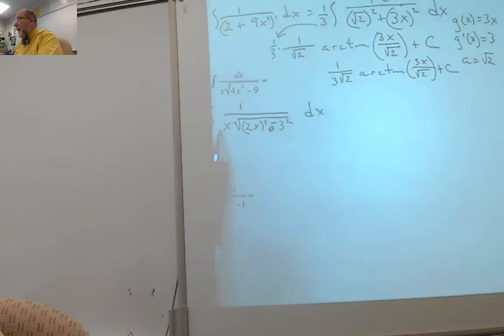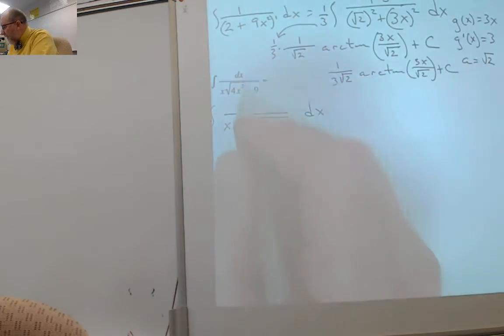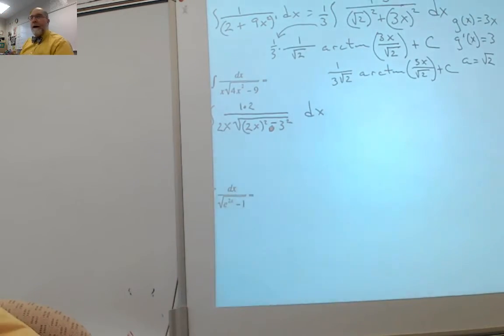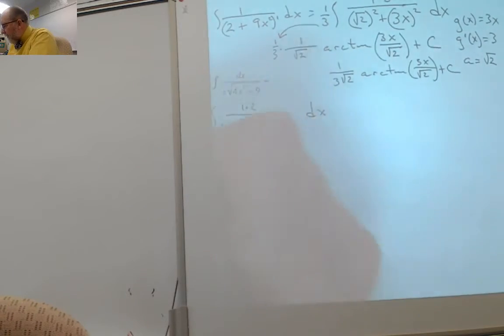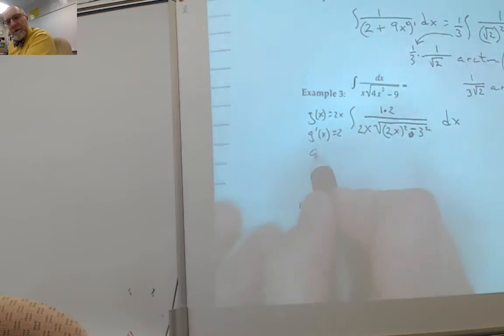What needs to be here is a 2x. What needs to be up here is a 2. Well, this is pretty nice. I can multiply by 2 and divide by 2. I satisfied both, didn't I? G of x is equal to 2x. G prime of x is equal to 2. A is equal to 3.